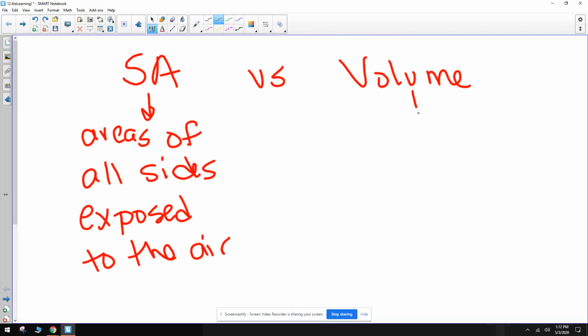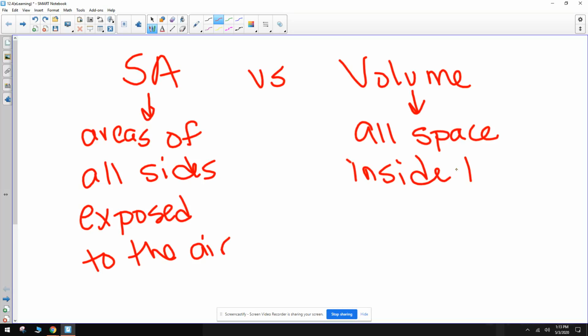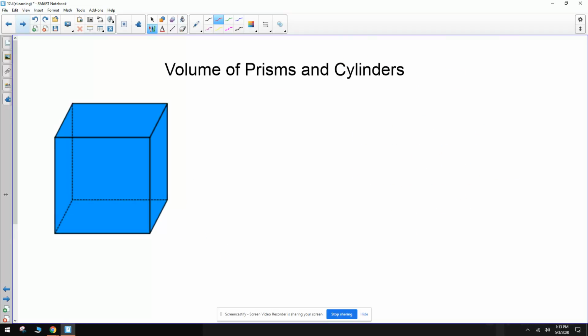Volume is a little different. With volume, we're talking about the space that the shape takes up. So we're talking about the inside of the shape. Okay, so surface area is the outside, whatever is exposed to the air. Volume is the inside of the shape. So now that we've covered that, let's talk about the volume of a prism.